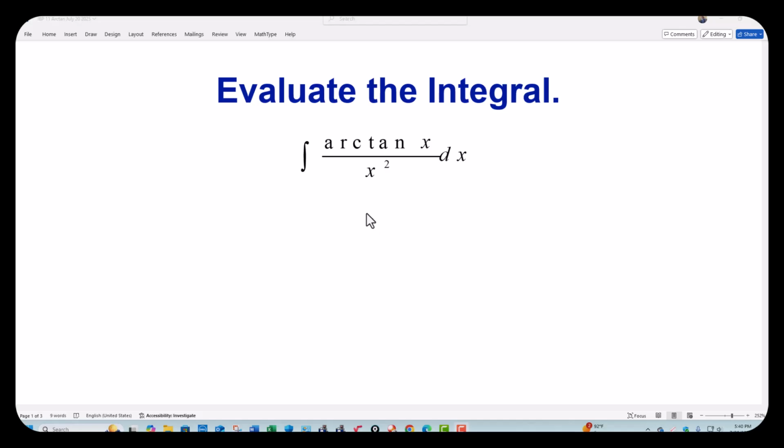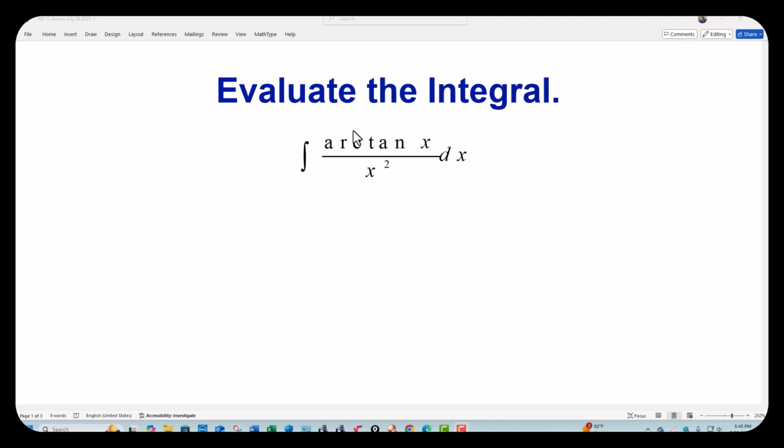In this video, we have the integral of arctangent of x, same thing as inverse tangent, over x squared. So for this type of integral, I usually look at a u substitution or integration by parts. And I decided to do integration by parts.